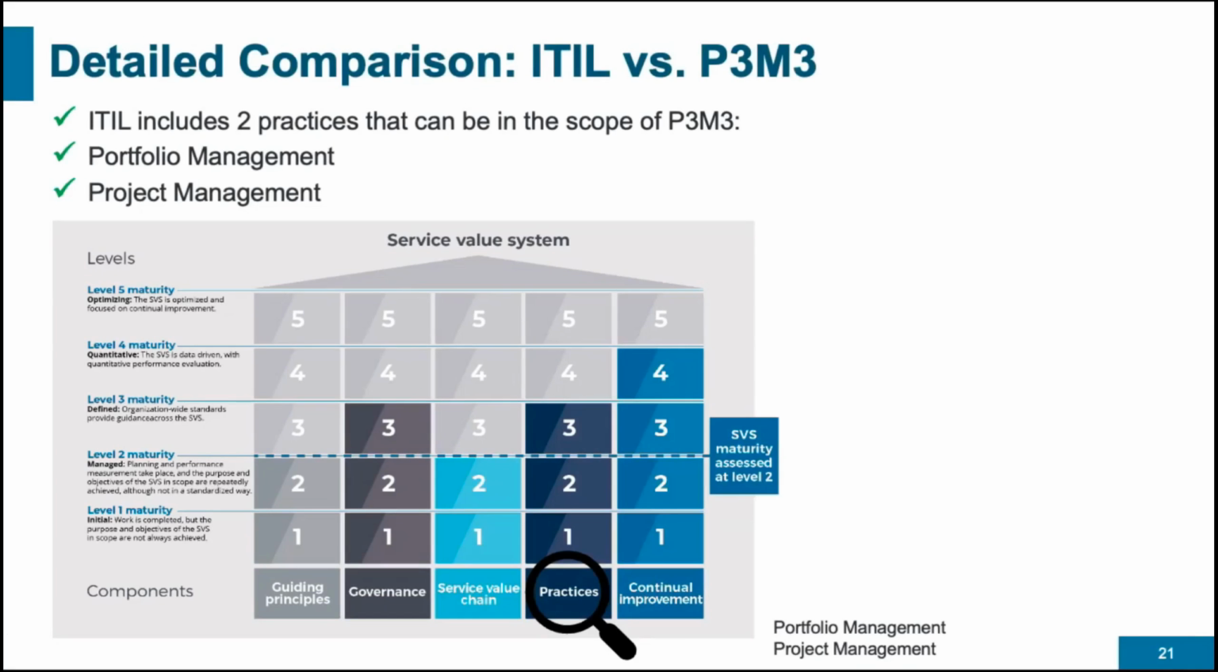If you want to have a more detailed maturity model on portfolio and project management, then you can use P3M3. Because in P3M3, you have three models: one for portfolio management, one for program management, and one for project management. And you see that project and portfolio management are practices in ITIL 4. So if you want a more detailed assessment of the maturity in both practices from ITIL, then you can go for P3M3. Okay, so it's a way to combine them if you want.